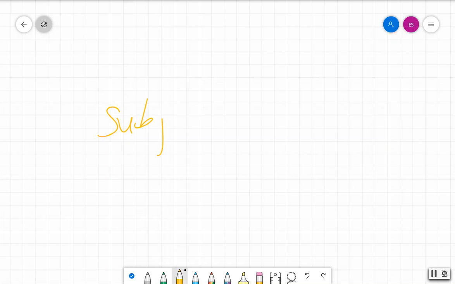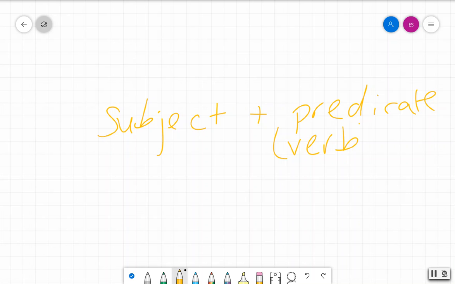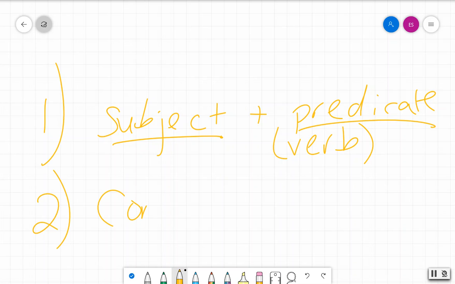a subject and a predicate. And by predicate, what we mean is basically a verb phrase. So the verb and whatever words happen to go with the verb. And so you have to have both who's doing the action and what they are doing in order to have a sentence. So that's rule 1, that you have to have a subject and a predicate, and rule 2 is that it needs to be a complete thought.